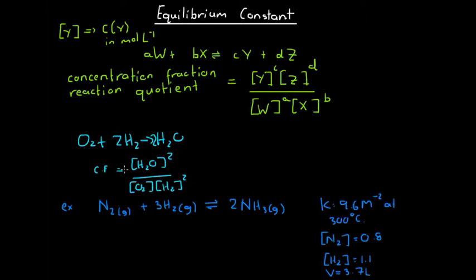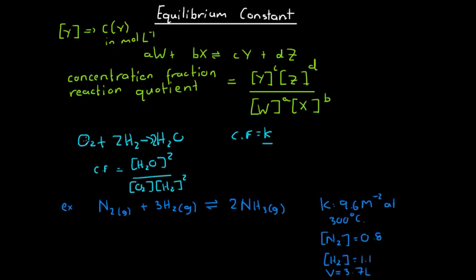However, it so happens that the reason that scientists came up with this specific concentration fraction expression is that when we put our oxygen and our hydrogen in together and the reaction reaches equilibrium, then our concentration fraction becomes a constant. So no matter how much oxygen and how much hydrogen we start with, once the reaction reaches equilibrium, our concentration fraction will always equal this constant number, K.